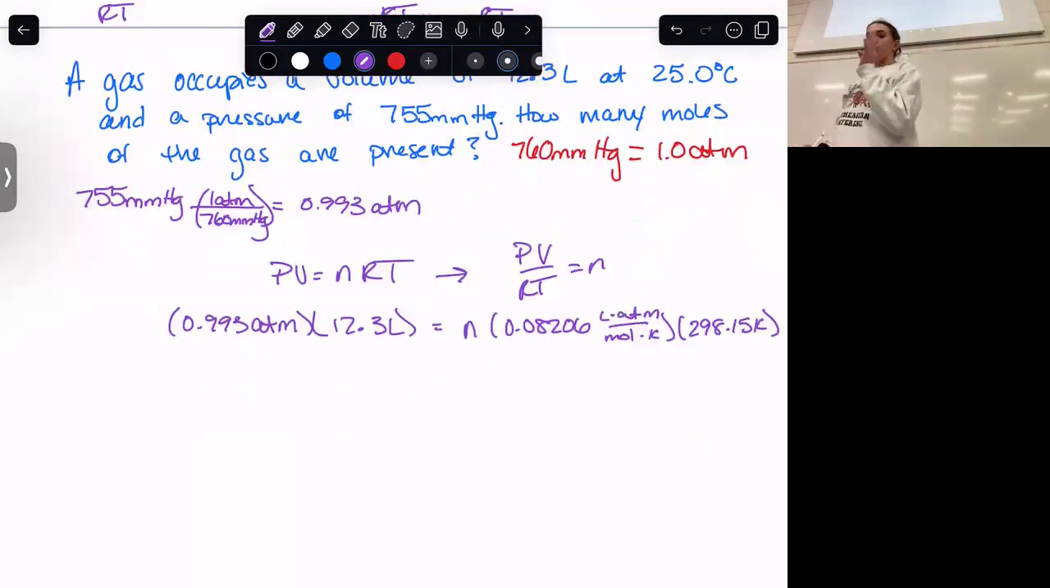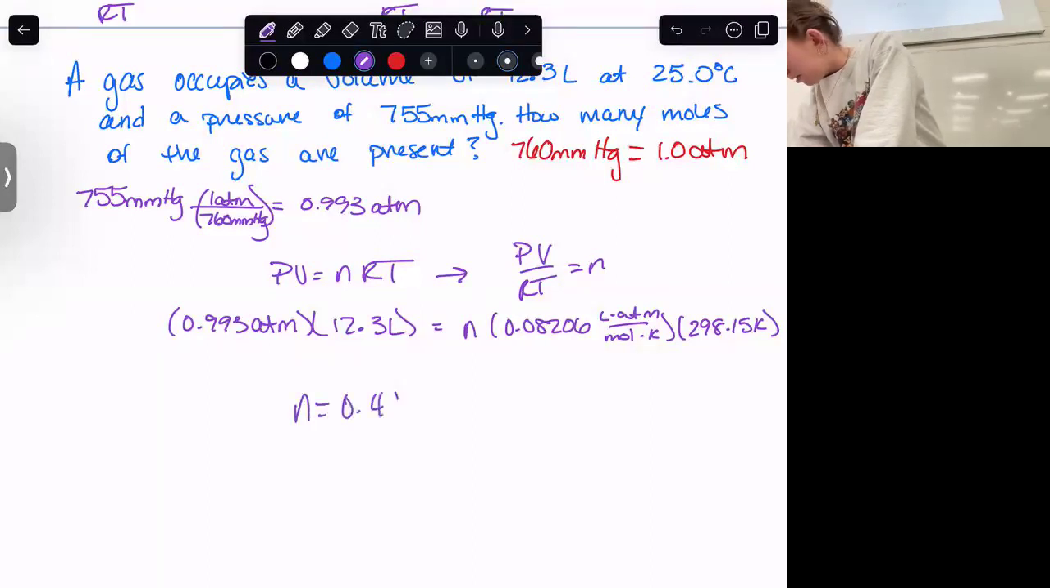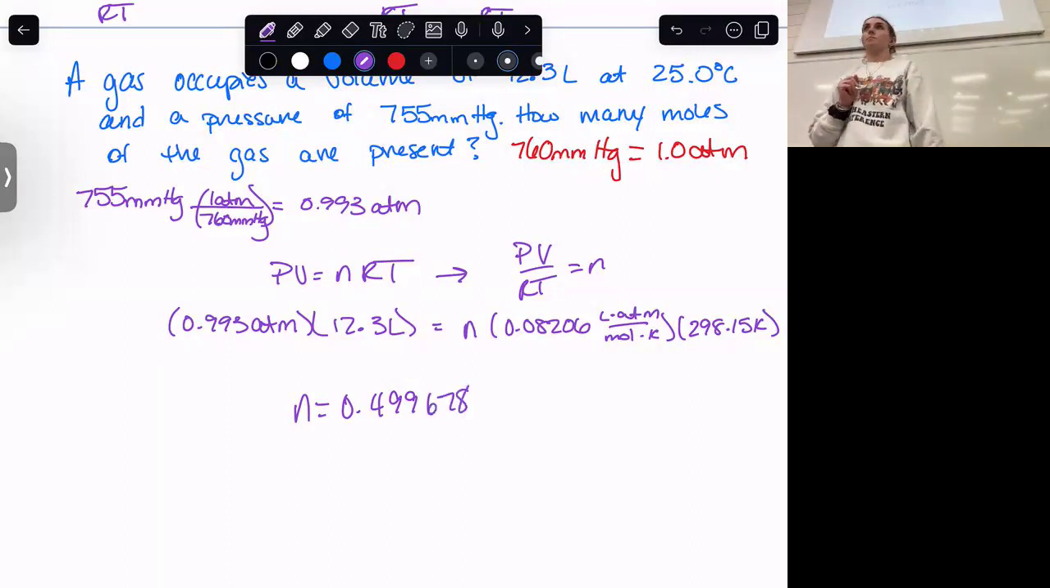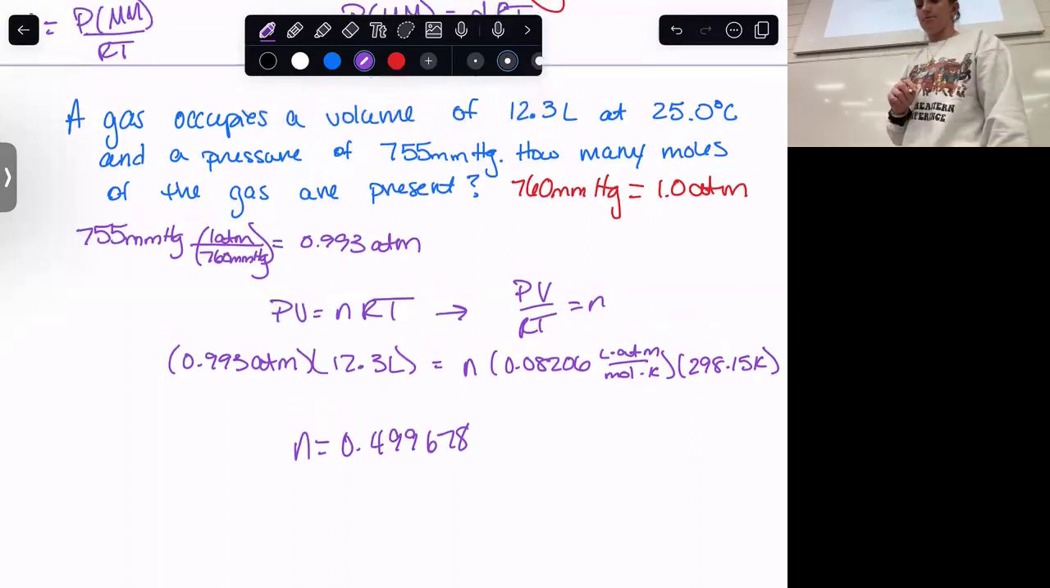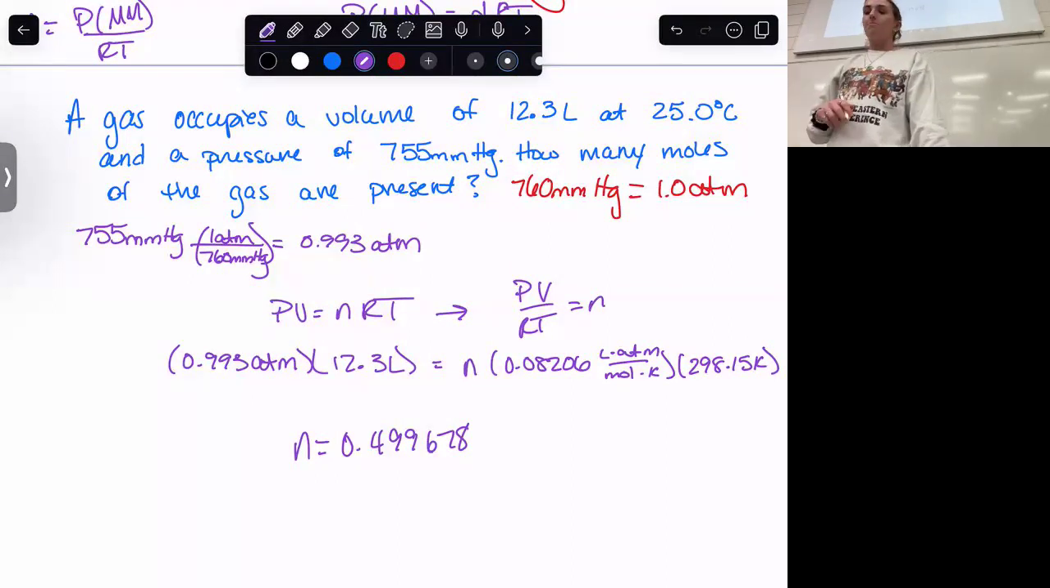You have PV and then multiply that together. You can multiply RT together and then divide PV by RT. So I end up with 0.4999678. And how many sig figs would we need here? 3. The smallest that we're given is the 12.3. Yes, perfect.